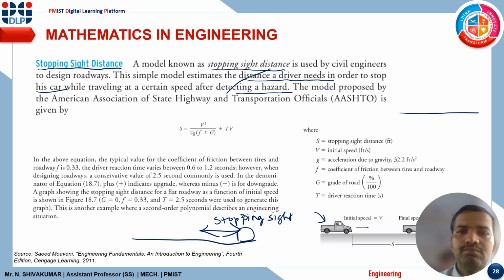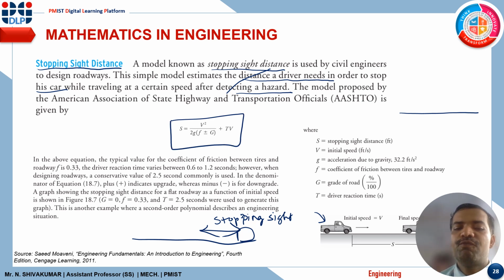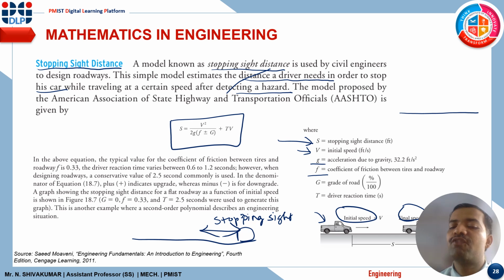So the equation is S equal to V square divided by 2g (f plus or minus G) plus Vt. So what is the meaning? S is stopping sight distance. V is initial speed, the speed at which you are going. So this is initial speed and this is final speed. What is g? Acceleration due to gravity. What is f? Coefficient of friction between tire and road, which is a varying one. What is G? Grade of road. And t is driver reaction time.